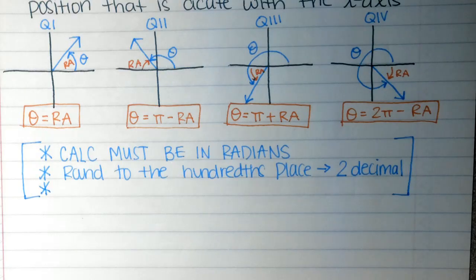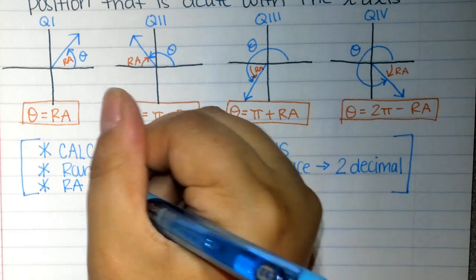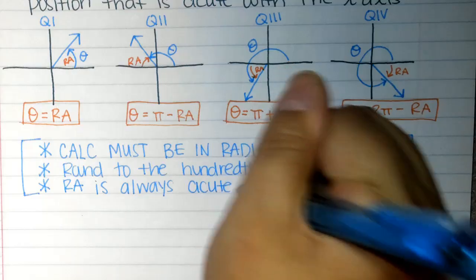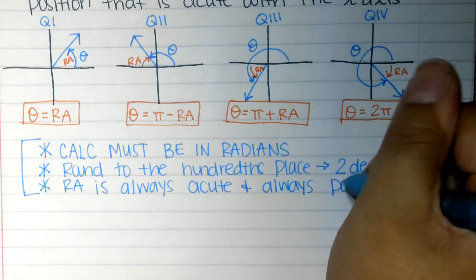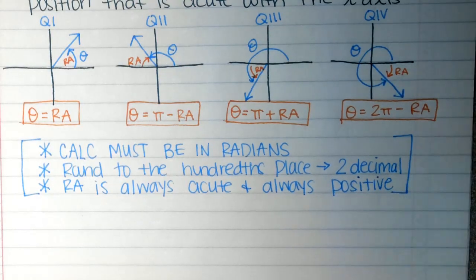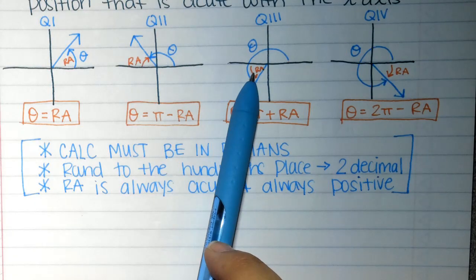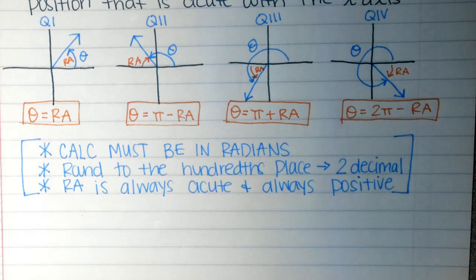Last but not least, I need you to know that a reference angle is always acute and always positive. Do you see how in the 3rd and 4th quadrant our reference angle goes down? That will be negative, right? However, when you're putting it in the calculator, it doesn't necessarily understand that. I want you to always only put a positive number in the calculator. And I'll show you what that means in a little bit.